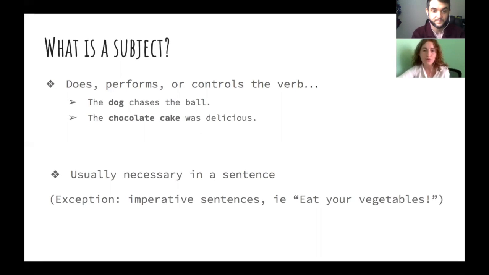Secondly, usually a subject is necessary to make a sentence grammatically correct. So we pretty much always need a subject and a predicate, as we talked about in our previous video. There is an exception to this, which is when we have imperative sentences, as in the examples here: eat your vegetables, or run away. These are imperative sentences, and here the subject is implied. The subject is the person that's being spoken to. So we don't really need to include it, but that's the only exception. Generally speaking, a subject is necessary for a sentence.